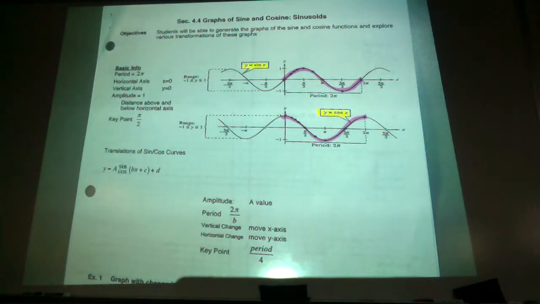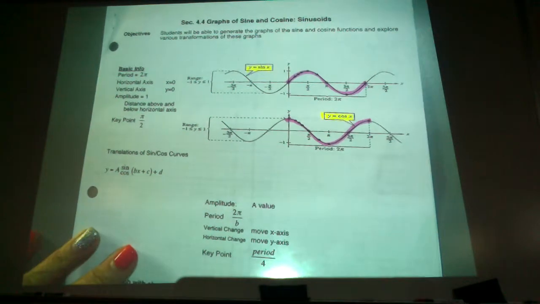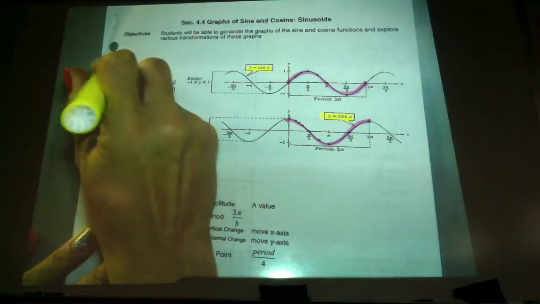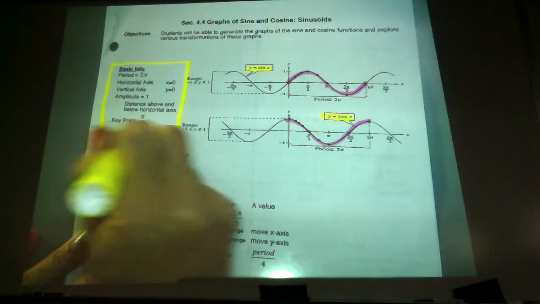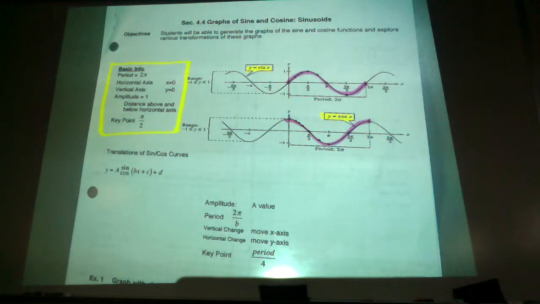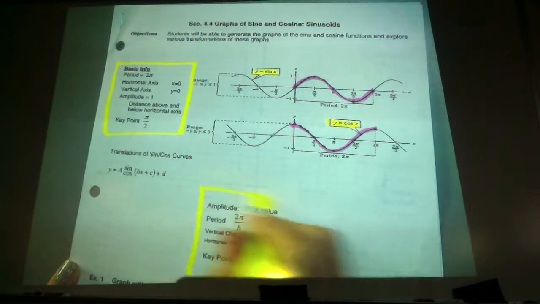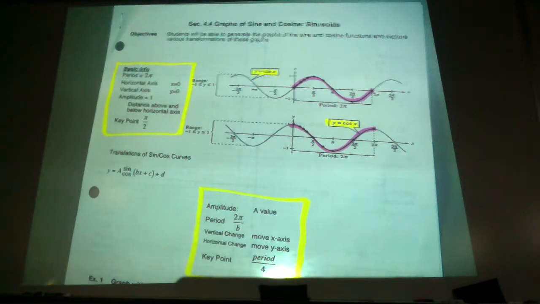So, how do we get there? Look over here to the left. You need to know how to find all of this basic information. The period, the horizontal and vertical asymptote, the amplitude, and how to find your key points. Key points are key. So we're going to do it bit by bit. Down here, we've written for you how to find all that stuff. So let's just start with amplitude.